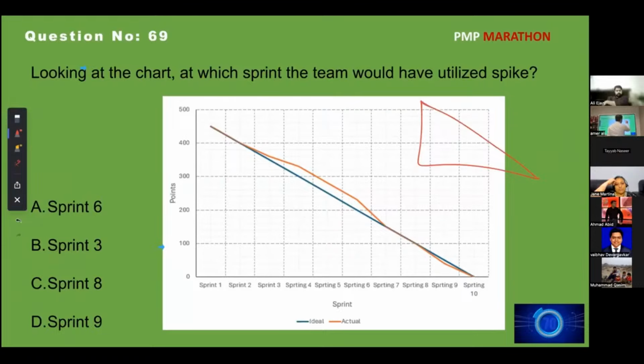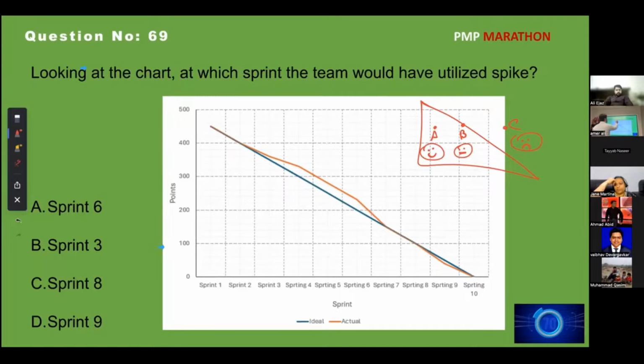In a burn down chart, if something is below, is it a good thing or a bad thing? A, B, C. A is our happy face, a good thing. B is okay, neither good nor bad. C is bad. Okay.